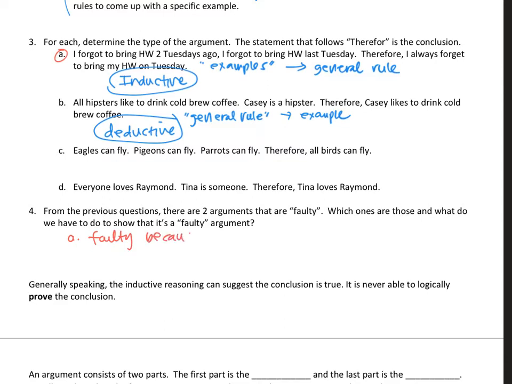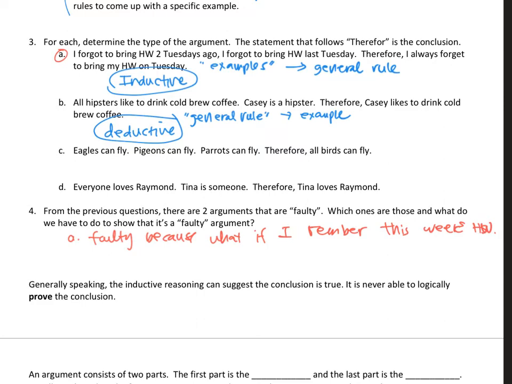because what if I bring it this week? I remember this week's homework. And then this rule is false, right? So this is going to be the case with inductive reasoning. I can come up with the case where the rule is false, right? Just because I forgot the last 2 weeks doesn't mean I'm going to forget this week, right? That's why inductive reasoning is not necessarily the best reasoning.